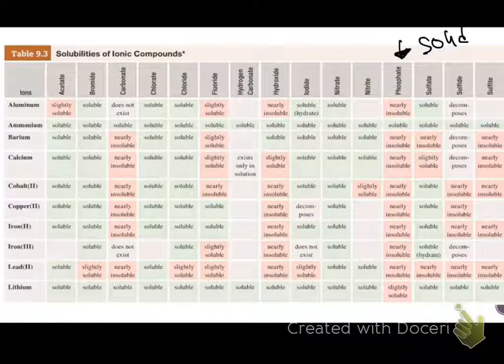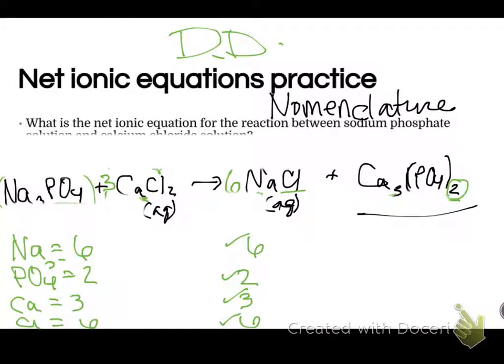Okay, so let's see, where's calcium on here? Oh, here it is. It's this row. So basically, this says nearly insoluble, and it's a red box. So over here, instead of writing aqueous, since it says it's insoluble, or at least nearly insoluble, we're going to write solid instead of aqueous.